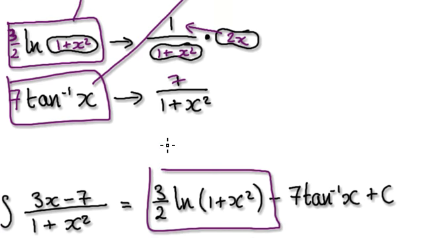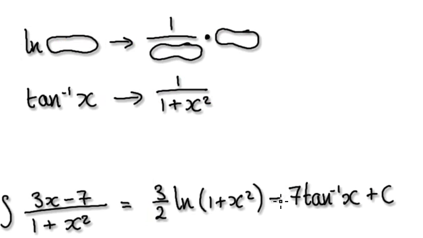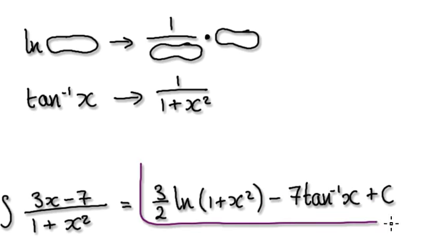So that's this bit here. And then this 7 here, inverse of tan will be here, and remember the minus here. Then you've got your constant. So the overall answer is this.